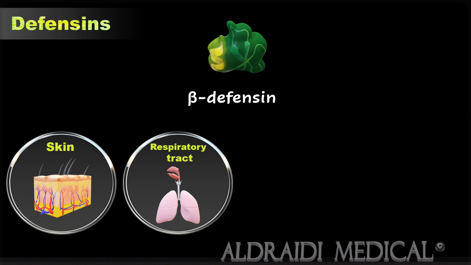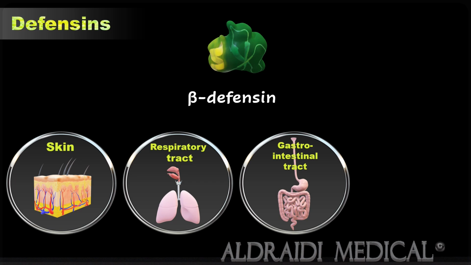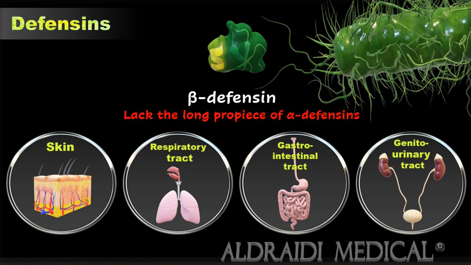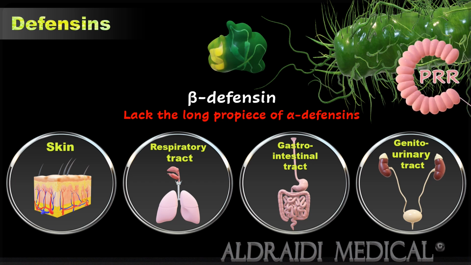Beta defensins are also produced by the enterocytes in the gastrointestinal tract and can also be made by the urogenital and reproductive tracts and the kidneys. Beta defensins lack the long propiece of alpha defensins and are generally produced specifically in response to the presence of microbial products. And the expression of these antimicrobial peptides is induced or enhanced by signaling through pattern recognition receptors.